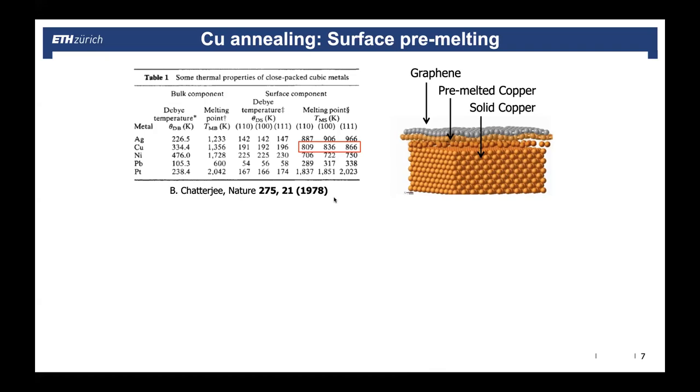And so depending on the surface that you're looking at, if you have a 1-1-1 surface, a close-packed surface, the pre-melting that is happening before the real bulk melting temperature is relatively high, but on some open surfaces like the 110, the pre-melting can actually start quite low. So the observation is that whatever you do, when you grow graphene on copper at very high temperatures, the topmost layer is already quasi-liquid. Yeah? So you have a pre-melting.